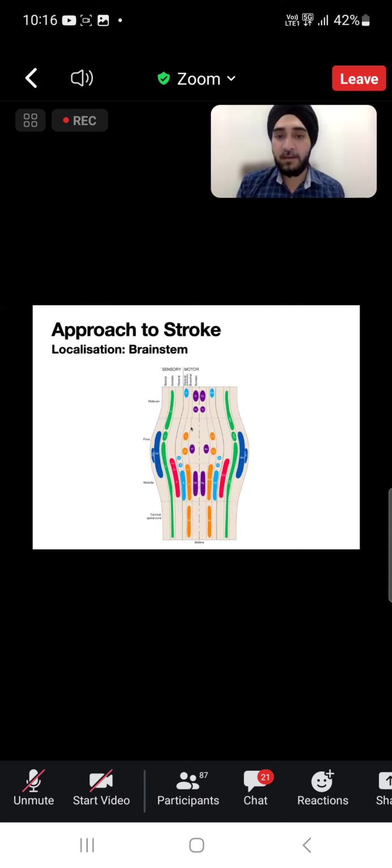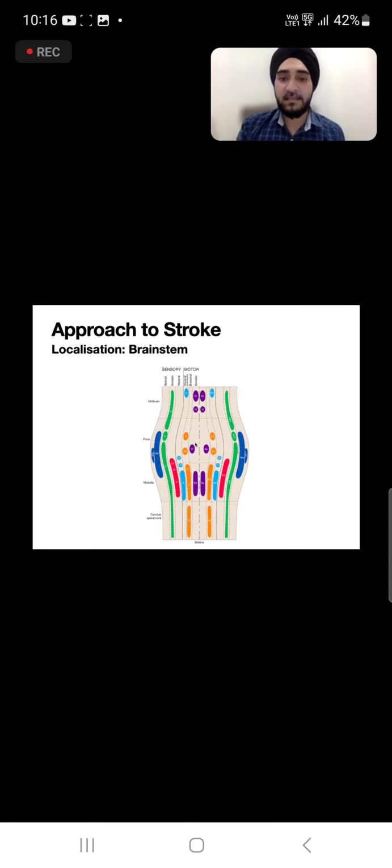So 3, 4 in the midbrain, 5, 6, 7, 8 nuclei in the pons, 9, 10, 11, 12 in the medulla. But we all know that the fifth nucleus is fanned out and has its extension going above to the midbrain and below to the cervical spine. So this diagram is going to be of prime importance whenever I cover brainstem strokes.